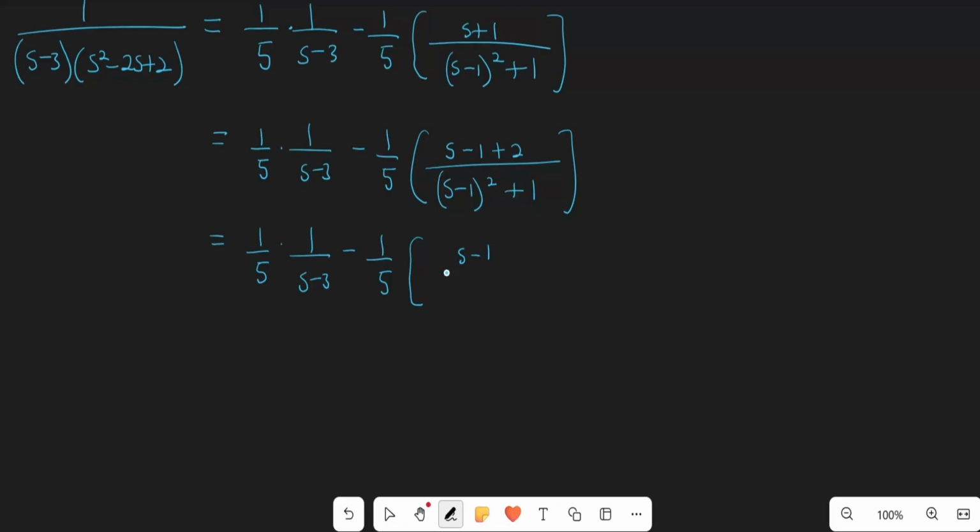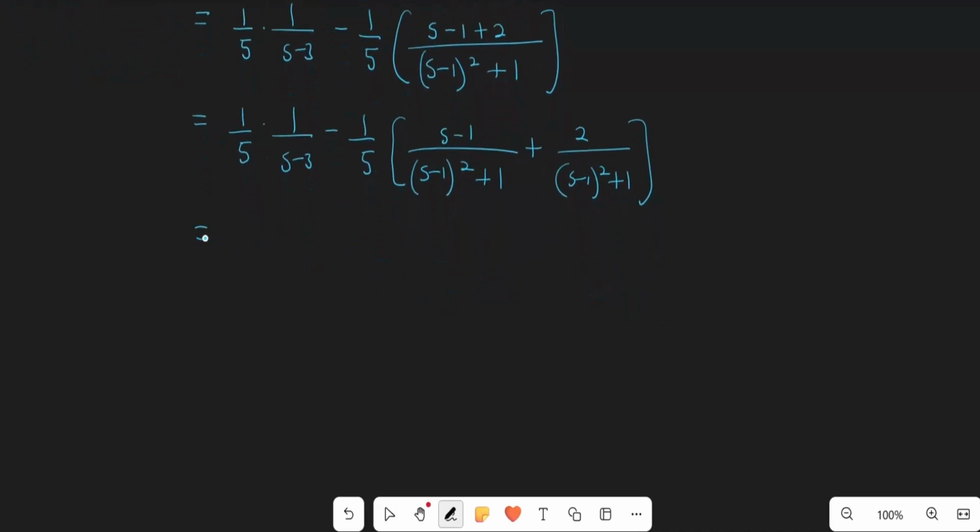are going to have s minus 1 divided by s minus 1 all squared plus 1. That's the first fraction. The second fraction is going to be 2 all over s minus 1 all squared plus 1, like this. Now we can distribute the 1 over 5 here. So that is going to be 1 over 5 times 1 over s minus 3 minus 1 over 5 times s minus 1 divided by s minus 1 all squared plus 1 minus 1 over 5. So this one is now going to be minus 2 over 5. Minus 2 over 5. Then we are going to have 1 all over s minus 1 all squared plus 1.